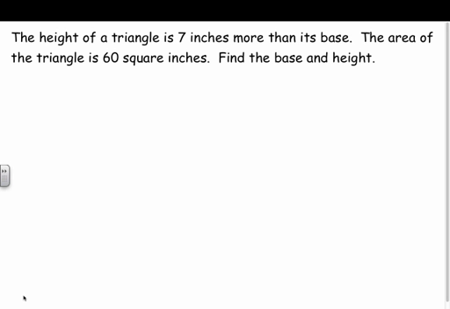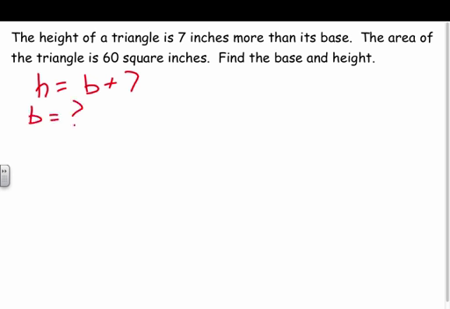So for example, the height of a triangle is 7 inches more than its base. The area of the triangle is 60 square inches. Find the base and height. Okay, a lot of stuff here. It's always good to write things down. So it says the height of a triangle, so h, is 7 inches more than its base. So if the base is b, it's 7 inches more than that.